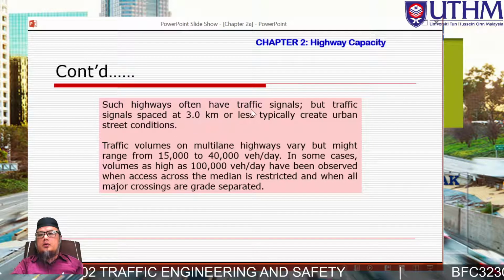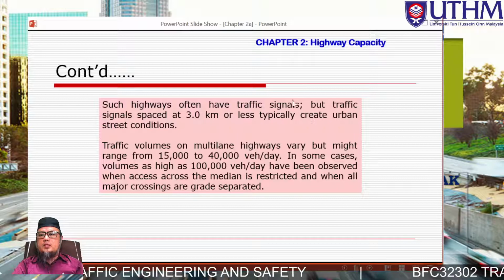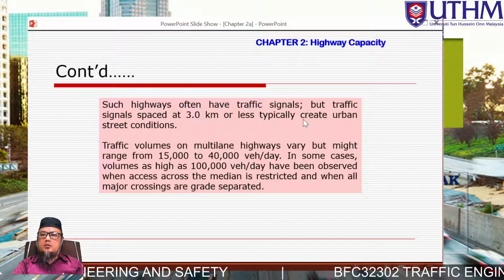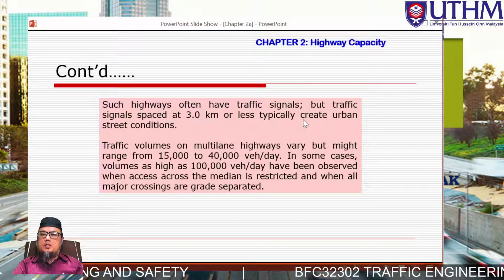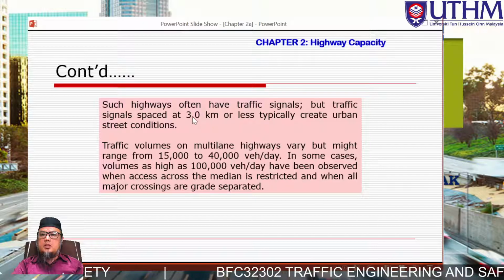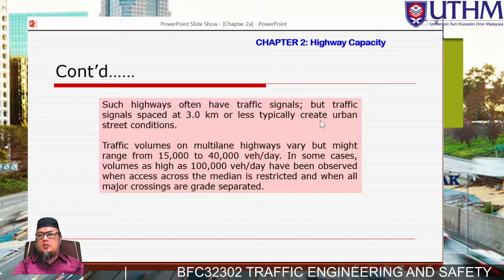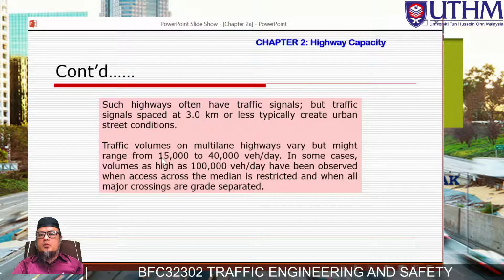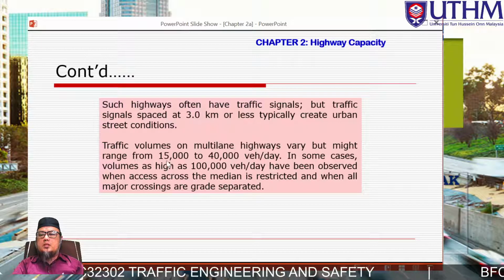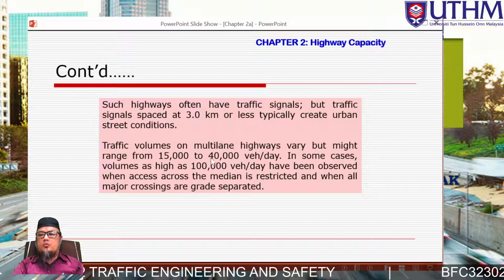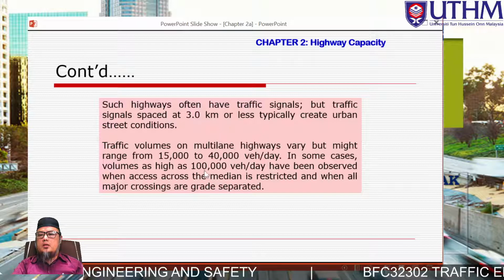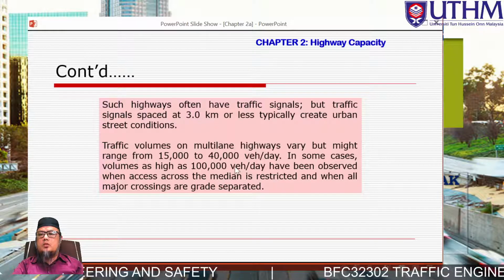Okay, such highways often have traffic signals, as on F050 Jalan Kluang Batu Pahat. They provide a lot of traffic signal intersections. The spacing is considered 3 kilometers or less, especially in urban streets. In terms of average daily traffic volume, it is considered between 15,000 to 40,000 vehicles a day. In some cases, the volume is quite high, up to 100,000 vehicles a day.